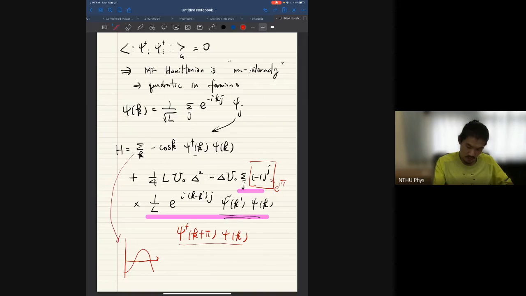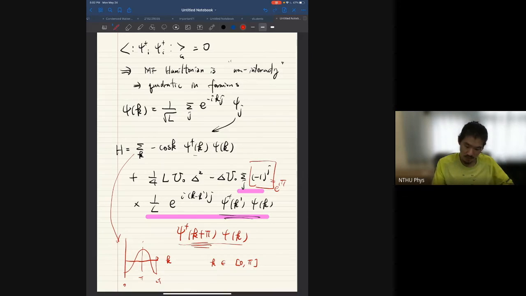Sorry. For u naught equals 0, it's a minus cosine function that goes from 0 to 2 pi, right? Since you can shift k back, you also have this k plus pi part. Basically, you can rewrite everything in terms of the region from 0 to pi, because k goes from 0 to pi, and k plus pi will go over the other region, pi to 2 pi, okay?